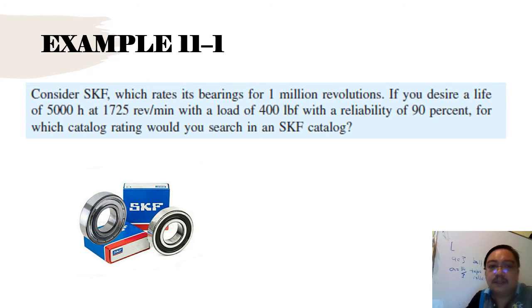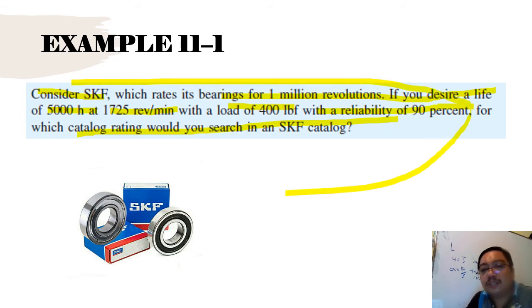It's a simple example. Consider SKF, another type of bearing mentioned in the textbook, apart from the Timken company. SKF rates bearings for 1 million revolutions. If you desire a life of 5,000 hours at 1,725 revolutions per minute, a load of 400 pound, and reliability of 90%, for which catalog rating should you search? This question teaches you how to search for a proper catalog rating for the proper bearing that you want to choose.